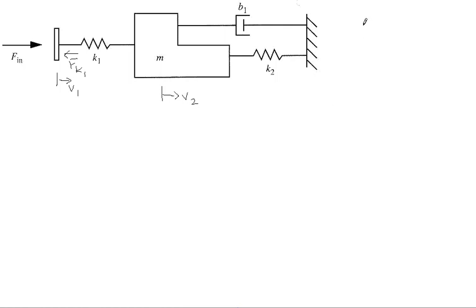Hence, we can write an equation of movement where F in minus Fk1 will be equal to 0.